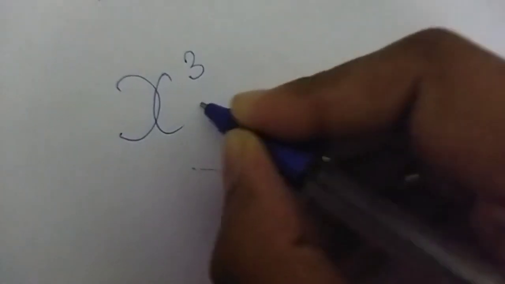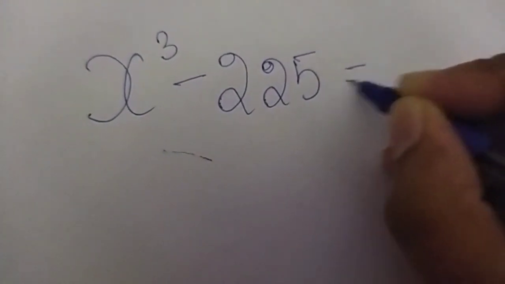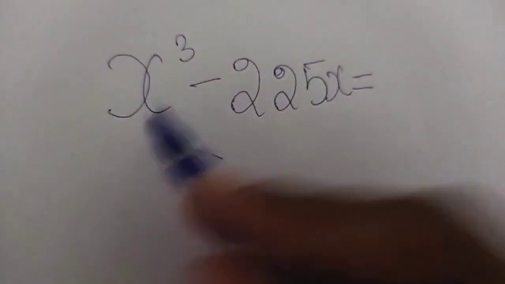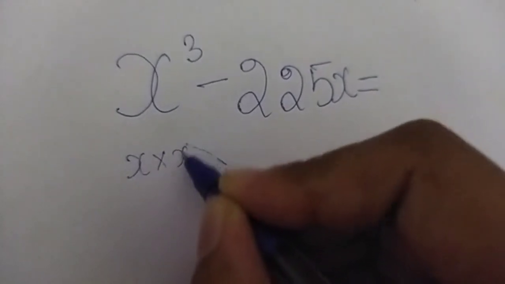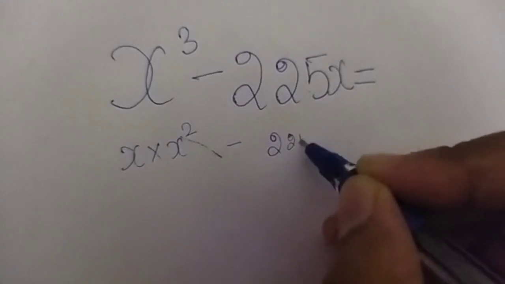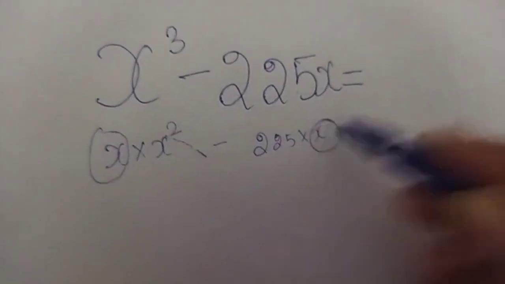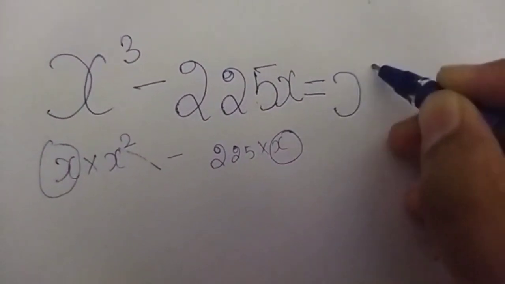We can factorize x cube minus 225x in order to find the value. So first, in both the terms we have x as a common factor. X cube can be written as x into x square and 225x can be written as 225 into x. In both the terms we have x as a common factor. So let me take out the common factor outside, that is x.